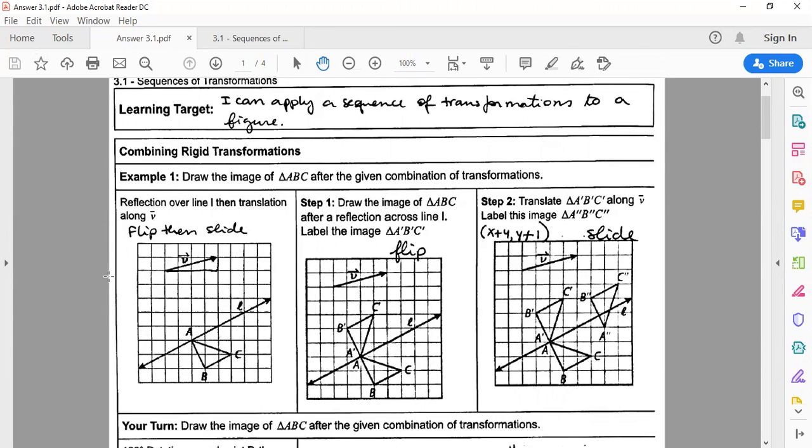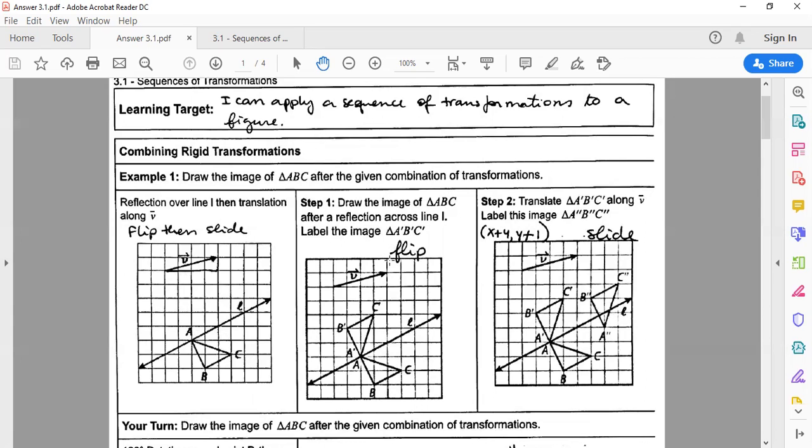Example one says, draw the image of triangle ABC after the given combination of transformations, okay? So the first thing we're doing here, we're reflecting over line L, okay? And then the second thing is we're translating along the vector V, okay? Notice that the sequence, the order really matters. You need to do first the reflection and then the translation second. So we're flipping the image, then we're sliding the image.